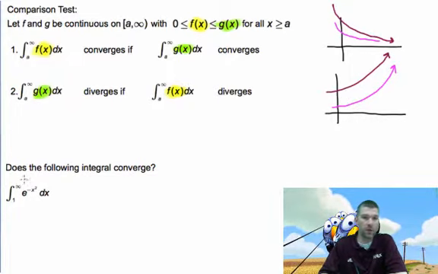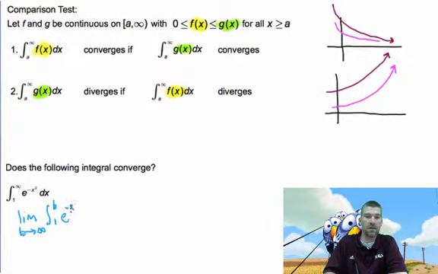So here's the question. Does the following integral converge? They give us the integral from 1 to positive infinity of e to the negative x squared dx. Well, let's set this up. This would be the limit as b approaches infinity of the integral from 1 to b of e to the negative x squared dx. Looks a little bit on the gross side.